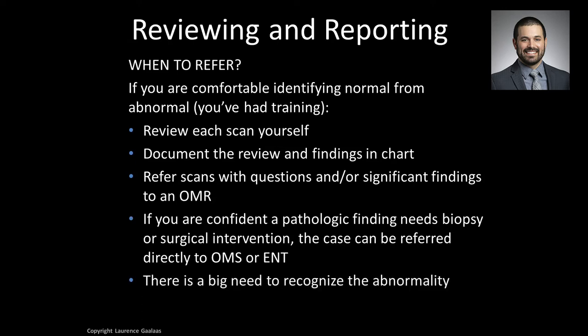There is a big need to recognize the abnormality, but I'll say that you don't have to know the diagnosis. You may not know the diagnosis until biopsy or additional tests are done. And so what I'm teaching resident students and attendees is to recognize the disease category. You just need to know the next step or have an idea of what the disease might be, and from there, go ahead and take a direction in the next step.